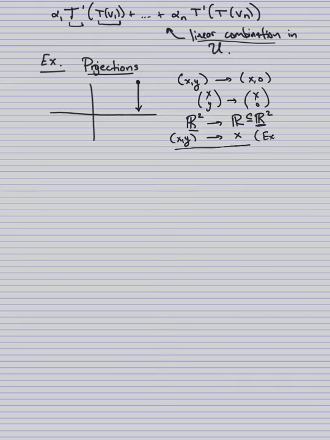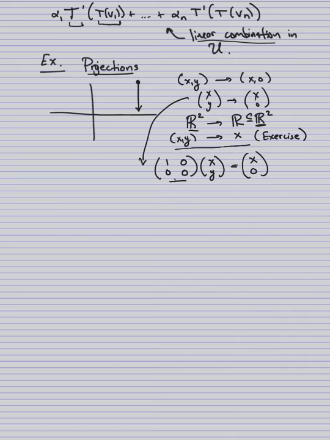Maybe I'll leave as an exercise to think about what a matrix could be if you were going to R. In this case, in the standard basis, (1, 0) goes to (1, 0), and (0, 1) just goes to the zero vector. So this is the matrix in the standard basis. Okay, so this is (x, 0).